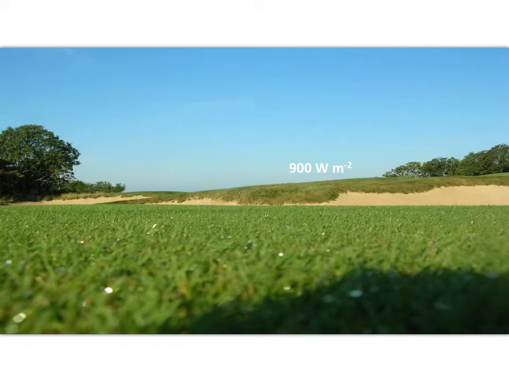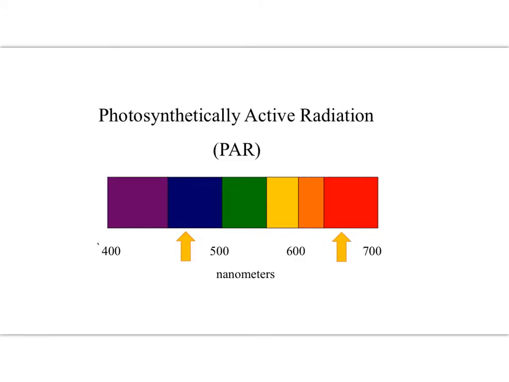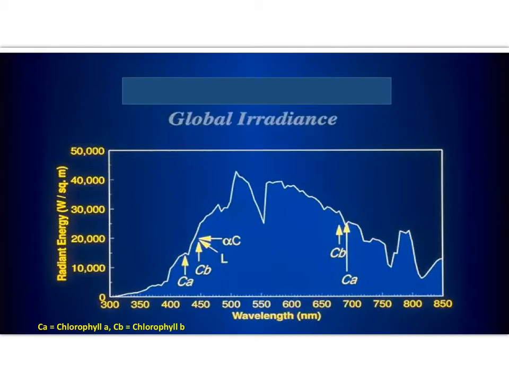Of this energy, only 45% of it is what we would call photosynthetically active radiation. Photosynthetically active radiation falls within the narrow visible light spectrum of 400 to 700 nanometers. The photosynthetically active wavelengths occur in the blue and red spectrum. It is within the blue and red spectrum that the plant pigments important in photosynthesis, chlorophyll A and chlorophyll B, are active.